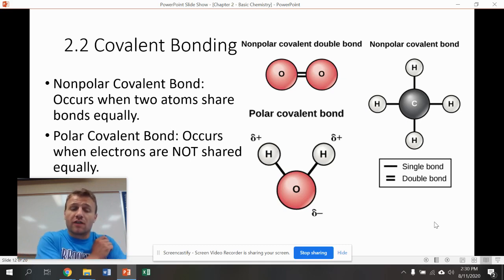So nonpolar covalent bonds, again, covalent means we're sharing electrons, occur when two atoms share the electrons equally. These are examples of nonpolar covalent bonds. There is an equal share of electrons between the oxygen atoms. To describe the charges, they equal out. So there's going to be a nonpolar region around this oxygen molecule.